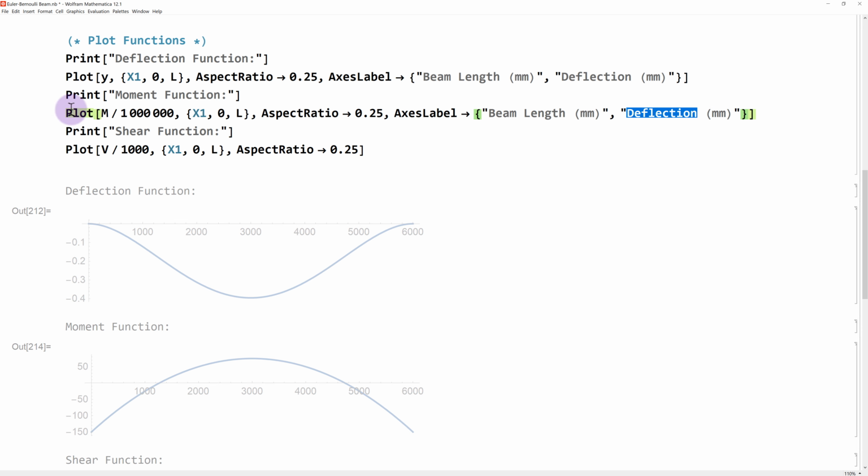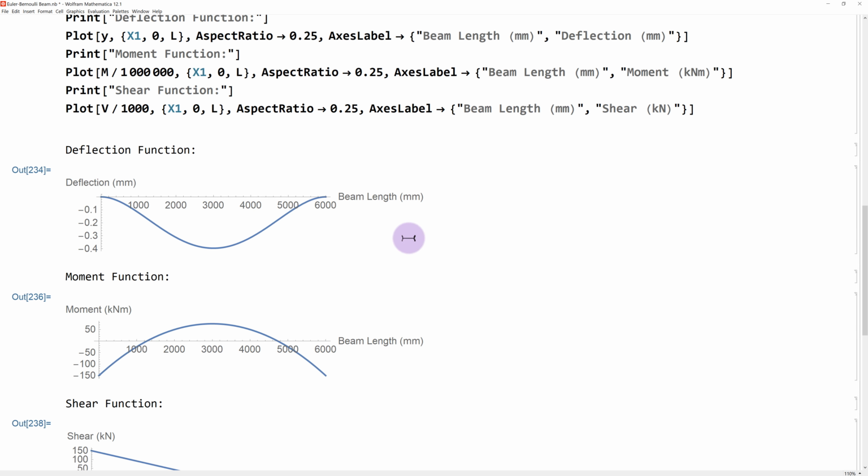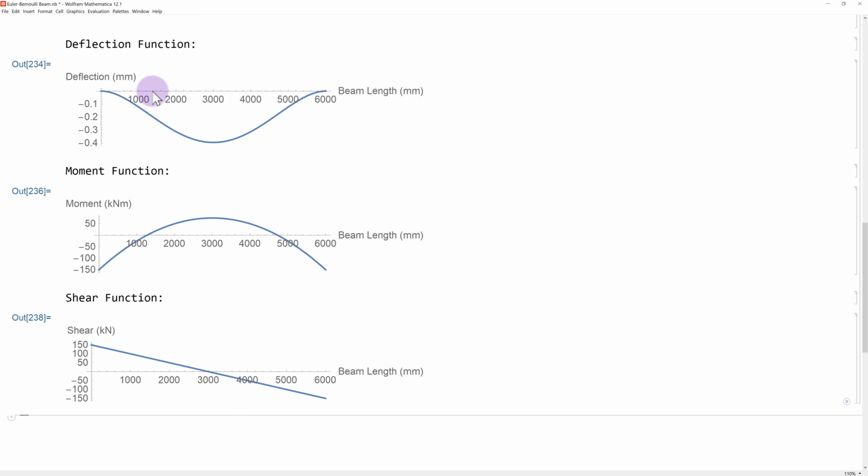Nice and easy. For the second function, we're not measuring deflection. We're measuring moment, and it's in units of kilonewton meters. And then finally, for the last one, I'm just going to comma. We're not measuring deflection. In this one, we're measuring shear. And this is going to be in kilonewtons. So if I were to run this now, I have my deflection function. It says that my deflection's in millimeters. This is the beam length, stuff like that. It's looking pretty sexy.